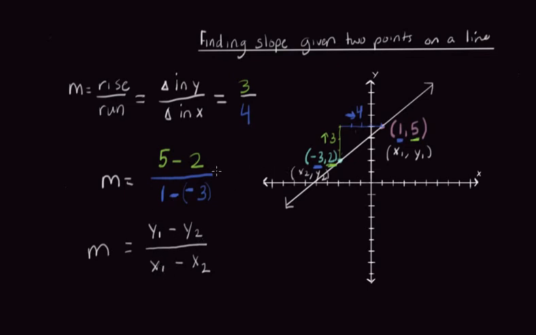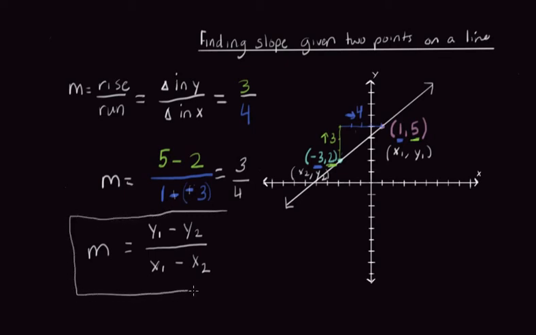And you can see if we go ahead and calculate it out here, this will give us 5 minus 2 is 3, and 1 minus negative 3, this is plus positive, so 1 plus 3 is 4. And that gives us the same slope that we've always had. So this is the general formula for slope.